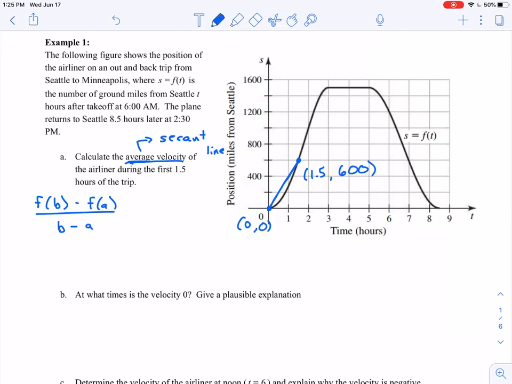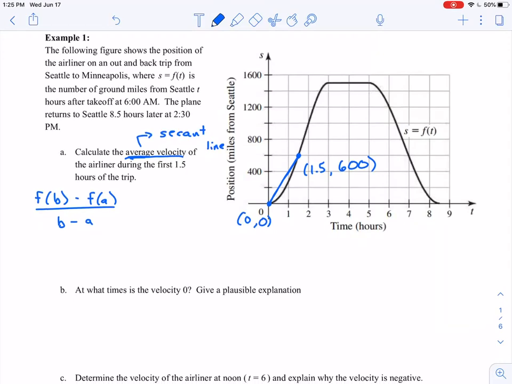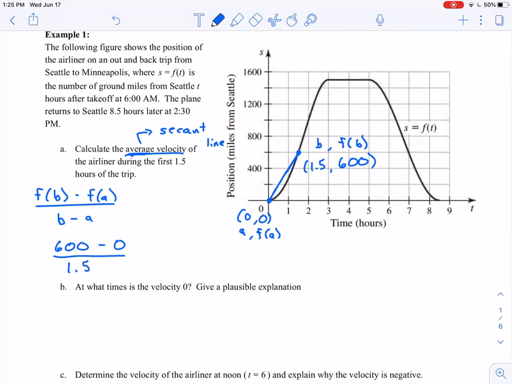So I can say, all right, if I want to look at this f of b, let's call this point b comma f of b, and over here we've got a comma f of a. So let's see, f of b, that'll be 600 minus f of a, well that's just 0, divided by b, which is 1.5, minus a is 0. So I have 600 divided by 1.5, which I believe should be 400, but I want to double check just because I don't trust my mental math. Should be 400, yes. So this would be 400.